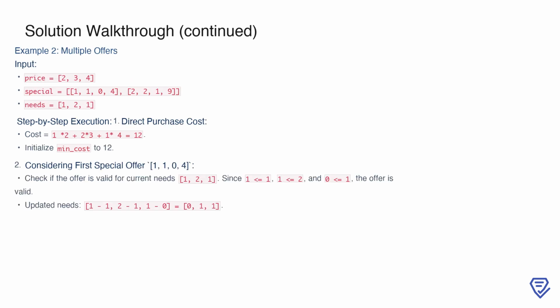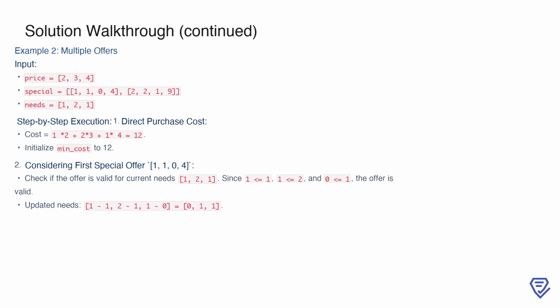In this second example, we have item prices 2, 3, 4, 2 special offers 1, 1, 0, 4, and 2, 2, 1, 9, and the needs 1, 2, 1. First, we calculate the direct purchase cost 1 * 2 plus 2 * 3 plus 1 * 4 equals 12. We initialize min_cost to 12.